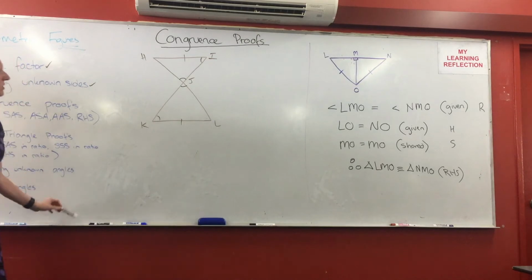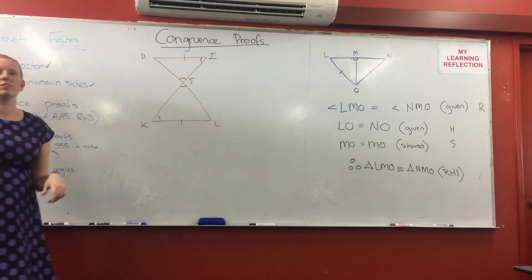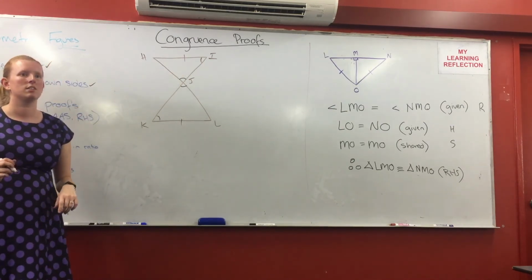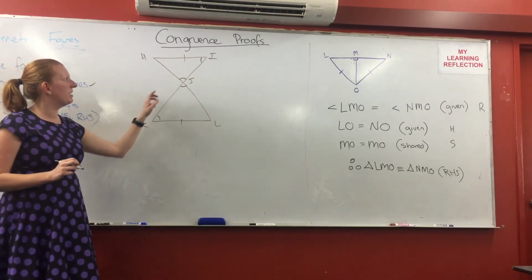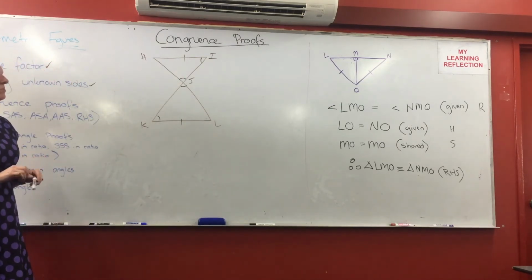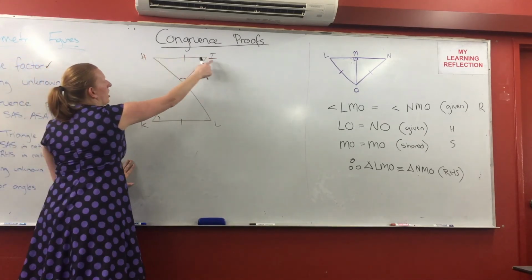C-H-O-I-C-S. Alright, sorry. Now let's talk about our vertically opposite angles. So what's this one called here? Angle. What's the top side called? How do I label it? What letters do I use? Do I call it H-I-J? So if I say, oh no, J-I-H.